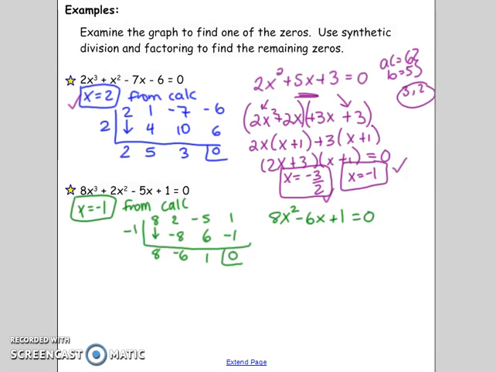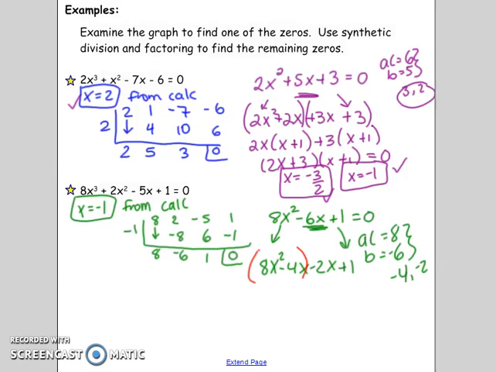So now from here, we can factor. a times c is going to be 8. b is -6. So multiplies to 8 and adds to -6. We can use -4 and -2. So that's going to come down 8x squared, this is going to come down plus 1, and rewrite this -6x as -4x minus 2x.